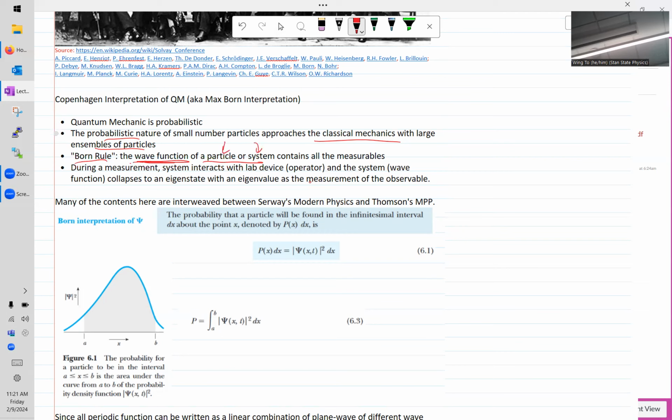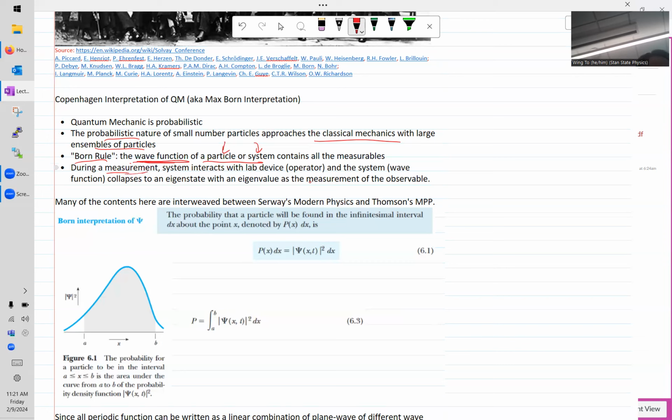And the wave function is going to postulate that it contains all the possible information that you ever need in order to figure out what's going on with that. So it describes the entire thing. Okay, and so what does that mean?